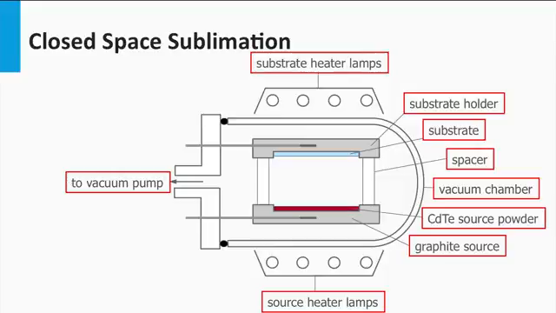The source can be granulates or powders of cadmium telluride. An inert carrier gas like argon or nitrogen can be used. The source is at a higher temperature than the substrate and induces a driving force on the precursors, which are deposited on the substrate. The bulk p-type cadmium telluride is formed.